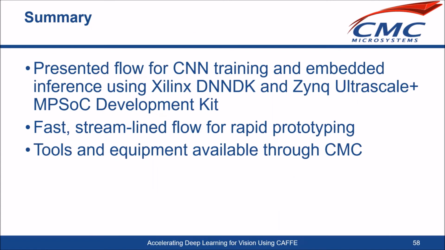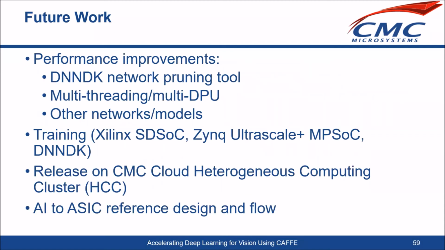So in summary, we presented a flow for convolutional neural network training and embedded inference, which used the Xilinx DNNDK and Zynq UltraScale+ MPSoC development kit. This is a fast, streamlined flow for rapid prototyping of embedded inference, and it used tools and equipment that are available through CMC.